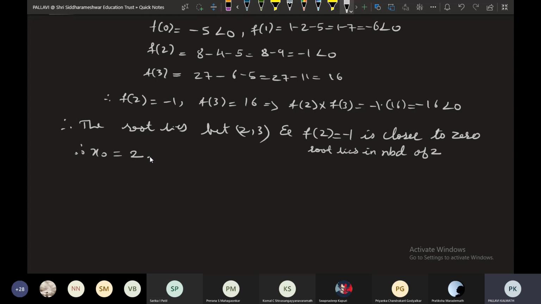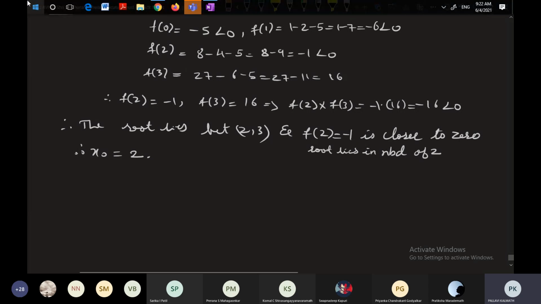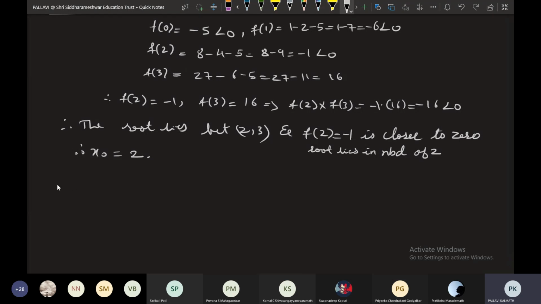Yes, ma'am. Okay. Further, if you have got x naught, you can go for the first approximation. So write the formula first. What will be your first iteration? You can say first iteration or the first approximation, both are same. What is the formula? X1 is equal to x naught minus f of x naught divided by f dash of x naught.